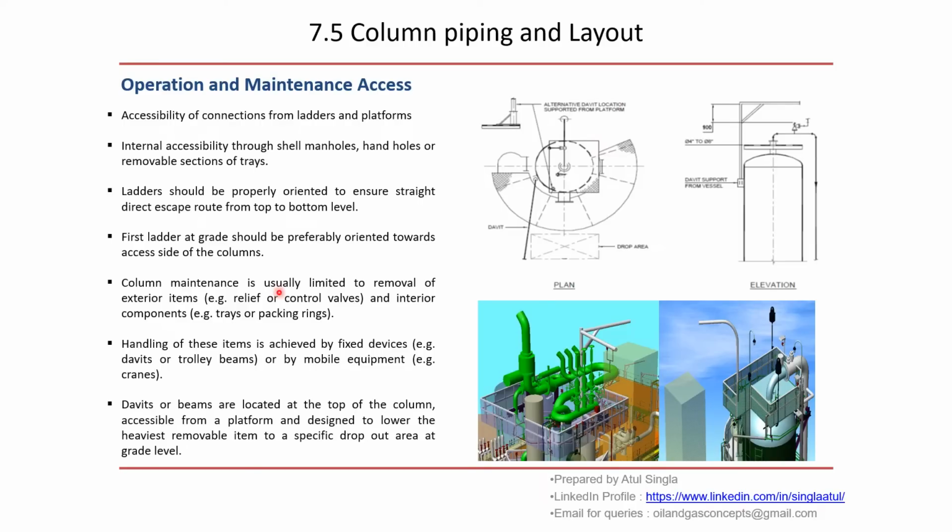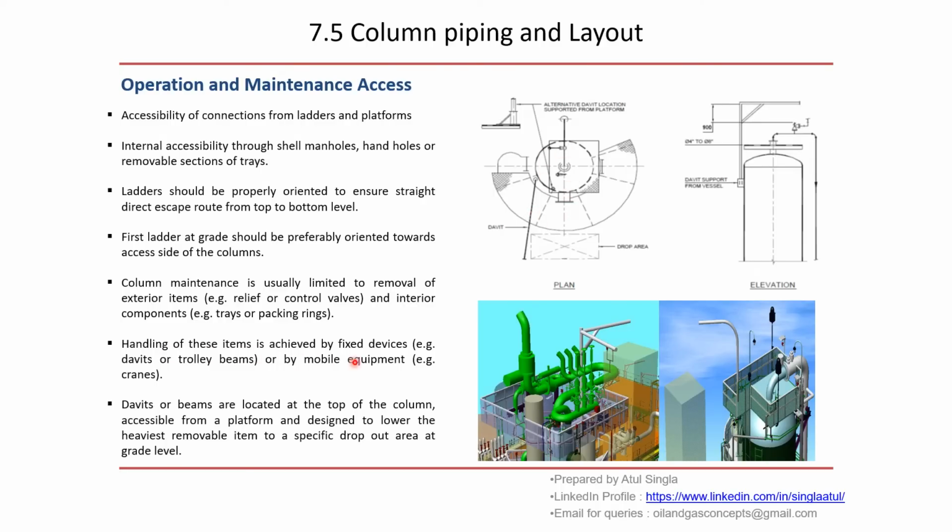Column maintenance is usually limited to removal of exterior items. For example, relief valves, this kind of release valve which we are locating at the top of the platform, or any kind of instruments, control valves, and interior components. For example, trays and packing rings, which will always be inside the column. We can enter through the manhole and do the maintenance part.